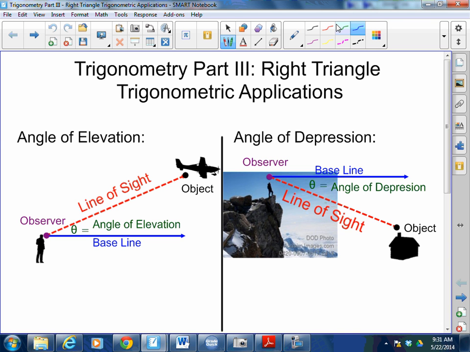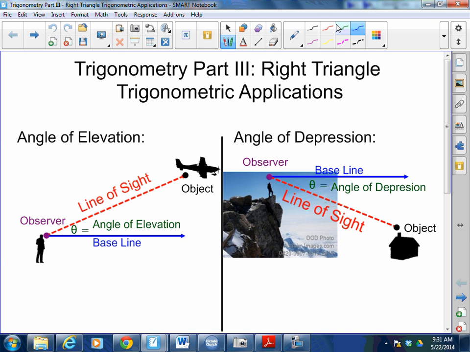elevation and angle of depression. This is a huge part of trigonometry and a very big part of the ACT. You're going to see stuff like this, and you're also going to see this next year and the year after. So let's focus and learn how to do this right now.